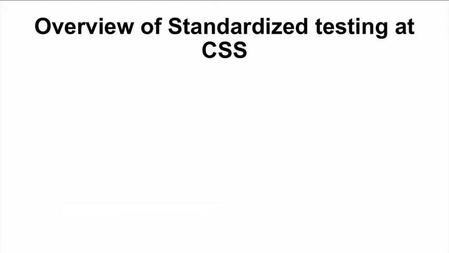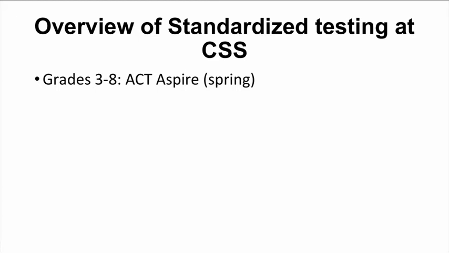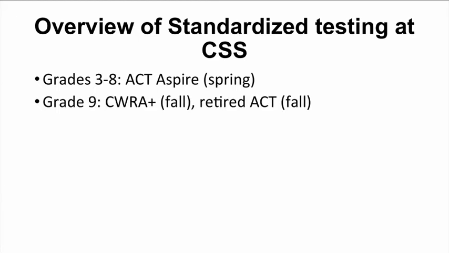So here's our overview of the sequence of tests we do at CSS. In grades 3 through 8, we do the ACT Aspire. This was new to us last year, and it was new to everybody because last year was the first year this was offered. In 9th grade, we have the College and Work Readiness Assessment, and we also give a retired ACT for practice.